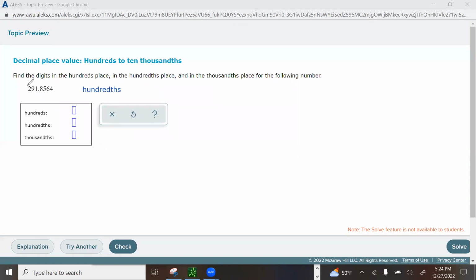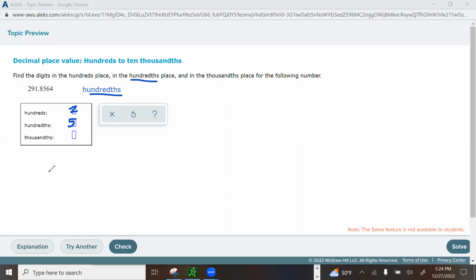Okay, so in this number we've got 291.8564. The 2 is going to be in the hundreds place, and then the hundredths, right there: we start with tenths, hundredths, thousandths, ten-thousandths, and so on. So the hundredths place would be a 5.